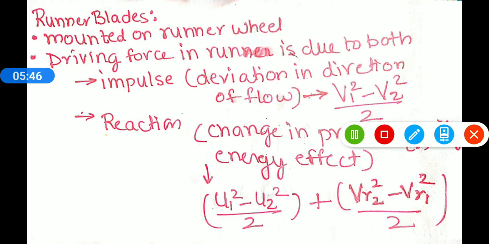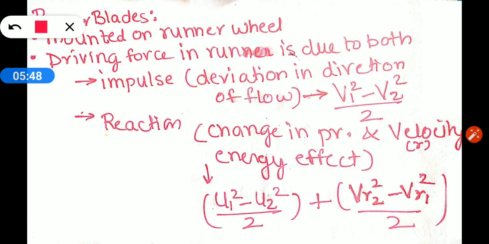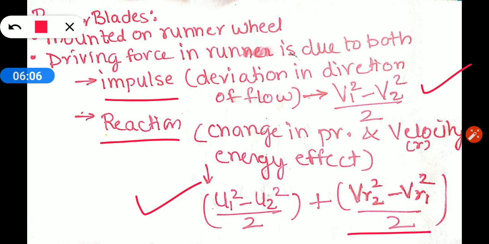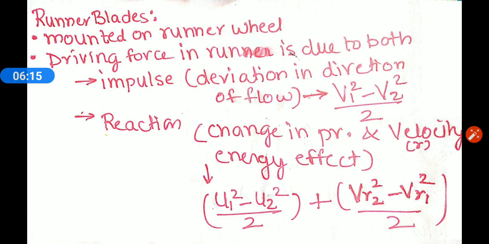Now what is the job of runner blades? So runner blades are giving us two kinds of forces. One is impulse force, another is reaction force. Impulse force is because of the deflection of jet, that is because of the change in absolute velocity, (v1 square minus v2 square) upon 2. And reaction force, as I had discussed earlier, it is because of the change in radius, (u1 square minus u2 square) upon 2, and the change in area in the runner vane passages. Fine. So (vr2 square minus vr1 square). So because of this there is a reaction force. Impulse is by default present.